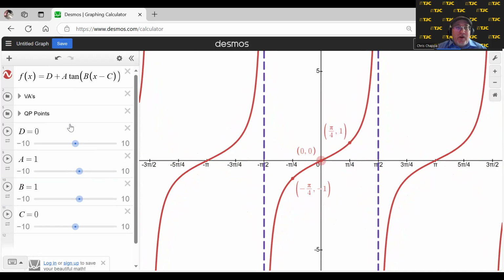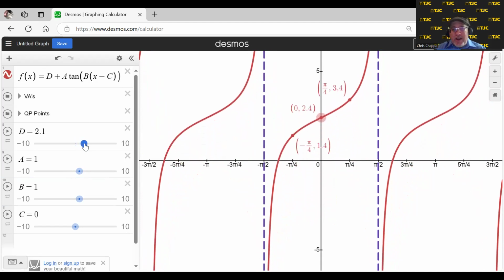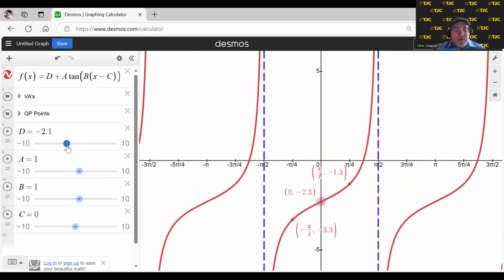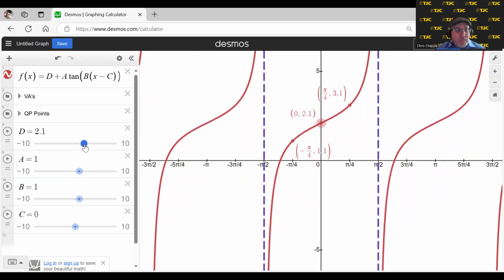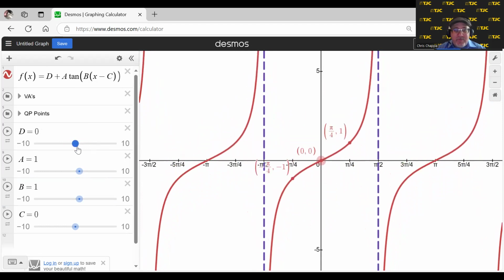The D is the number in front, which tells you how far up or down the graph moves. So if you notice, the y coordinates of the quarter period points are being adjusted. Like if I move them up 2, now the quarter period points have 1, 2, and 3 as their y coordinates, which was 2 more than when the D was 0. And I can move it left and right with the C.